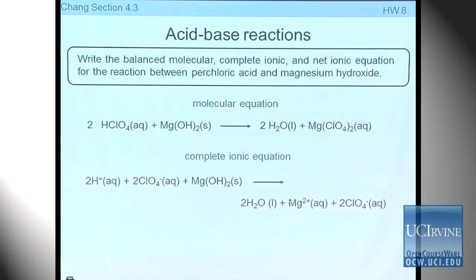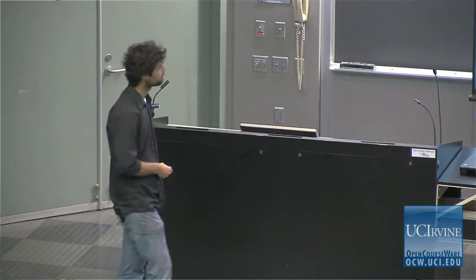Okay, so what we have, we generate two waters, we know that from here, magnesium ions, and the rest ions, the spectator ions, perchlorate. The last one is a net ionic equation. The only thing you have to do is strike out all the spectator ions. This is a relevant example, okay?